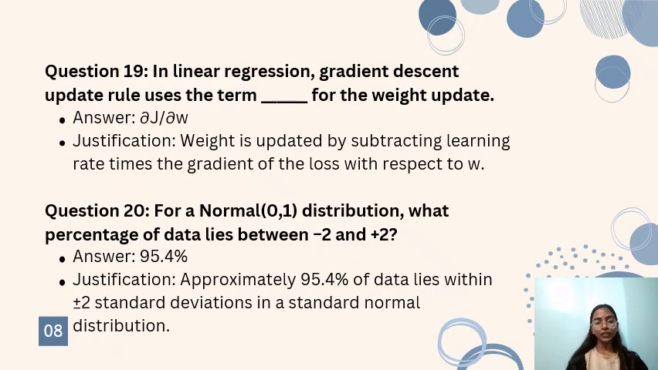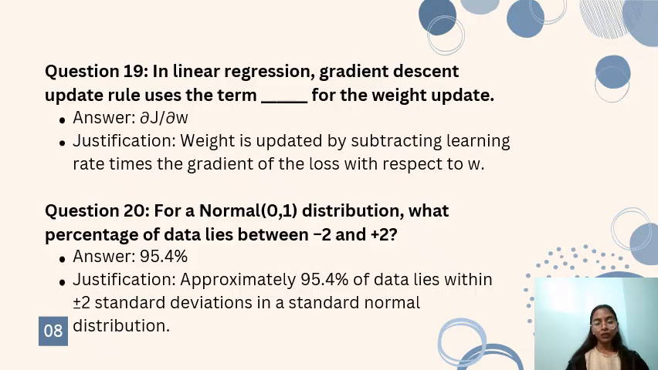Moving towards question number 19, which is: in linear regression, gradient descent update rule uses the term dash for the weight update, which is derivative of J with respect to derivative of w. The justification is weight is updated by subtracting learning rate times the gradient of the loss with respect to w.